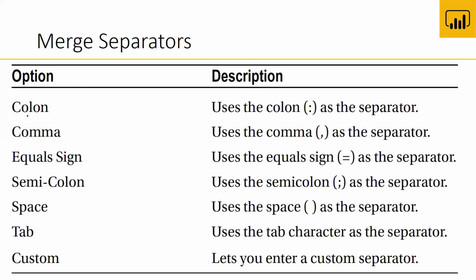These are the different separators which can be used to merge. As we used the colon, the two values will be joined with the colon. You can separate the two values by comma. You can separate the two values with the equal to sign, or by space, or by tab. So 5 spaces will be generated if you separate the two values with the tab, or you can specify your own custom separator.